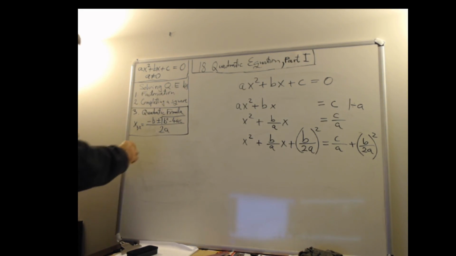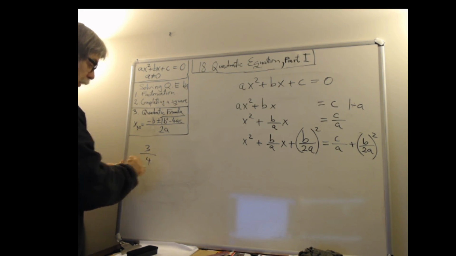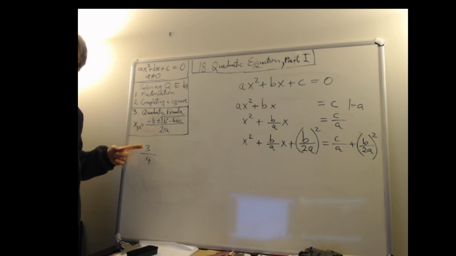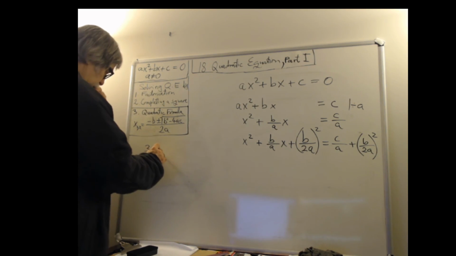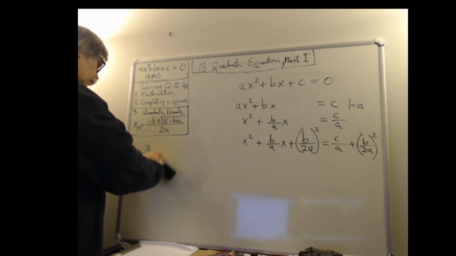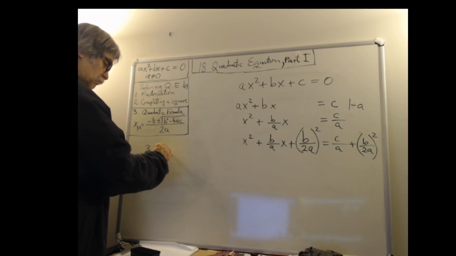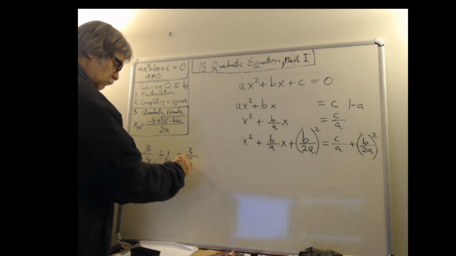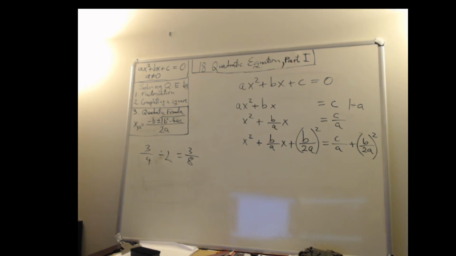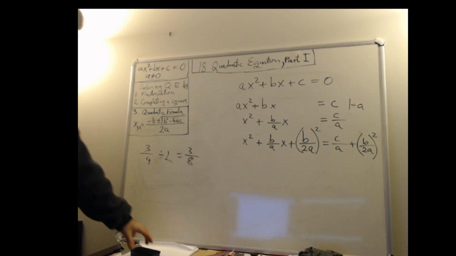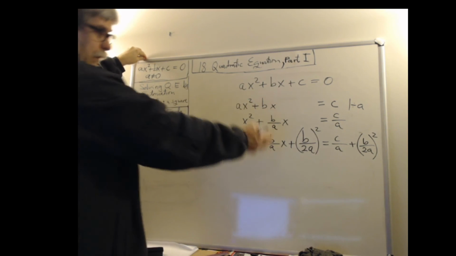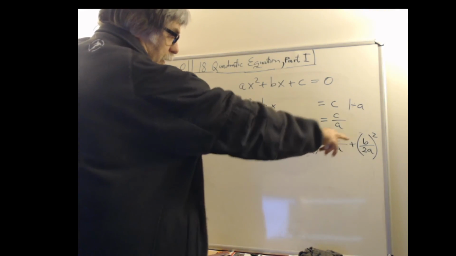Anytime you need to make a half of a number, there is a fraction. If you can make a half of this, great. But if you cannot make a half of this, just double the denominator. 3/8 is a half of 3/4? Not too difficult to see that, right? I hope not. So that's what I'm doing here, making a half of this and squaring it and adding here and adding there.